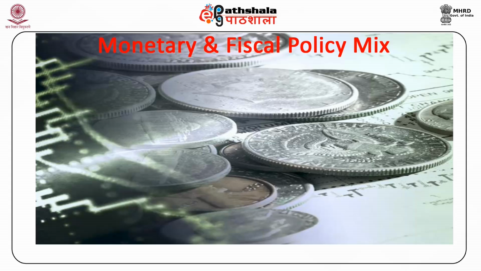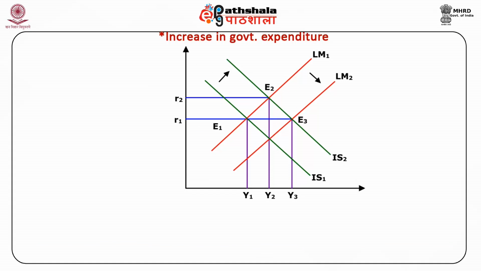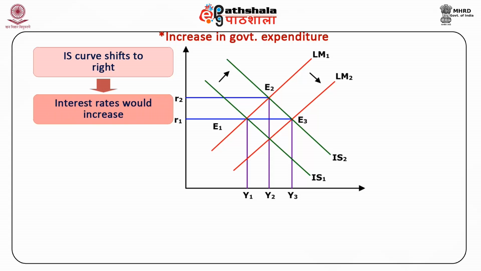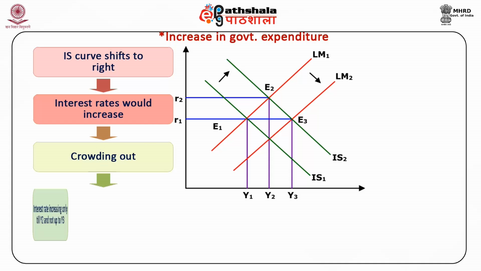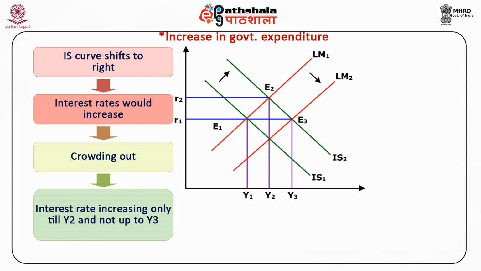Sometimes monetary and fiscal policy may be used simultaneously to attain certain policy objectives. Suppose government expenditure G is increased, shifting the IS curve to the right from IS1 to IS2. Due to this increase in G, interest rate would increase, resulting in crowding out, with income increasing only till Y2 and not up to Y3.